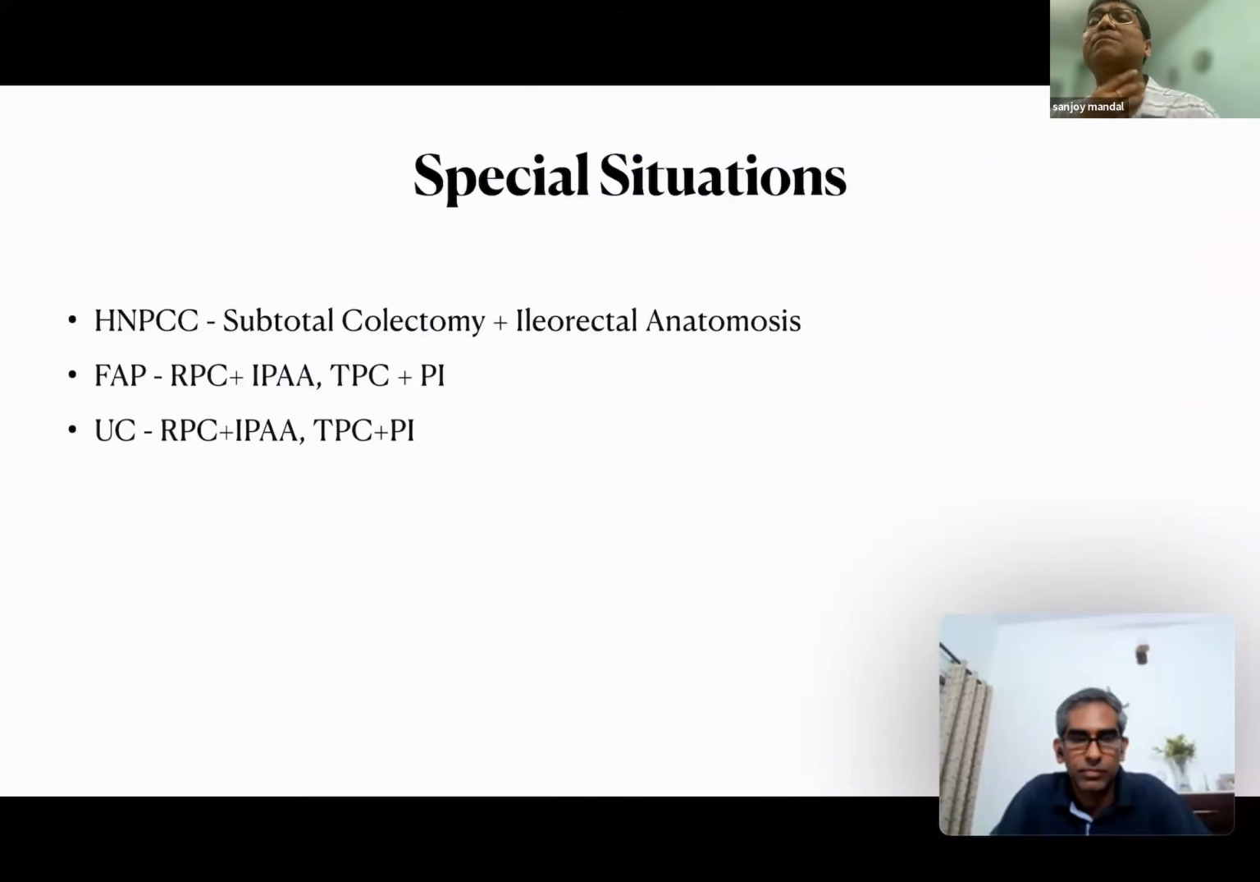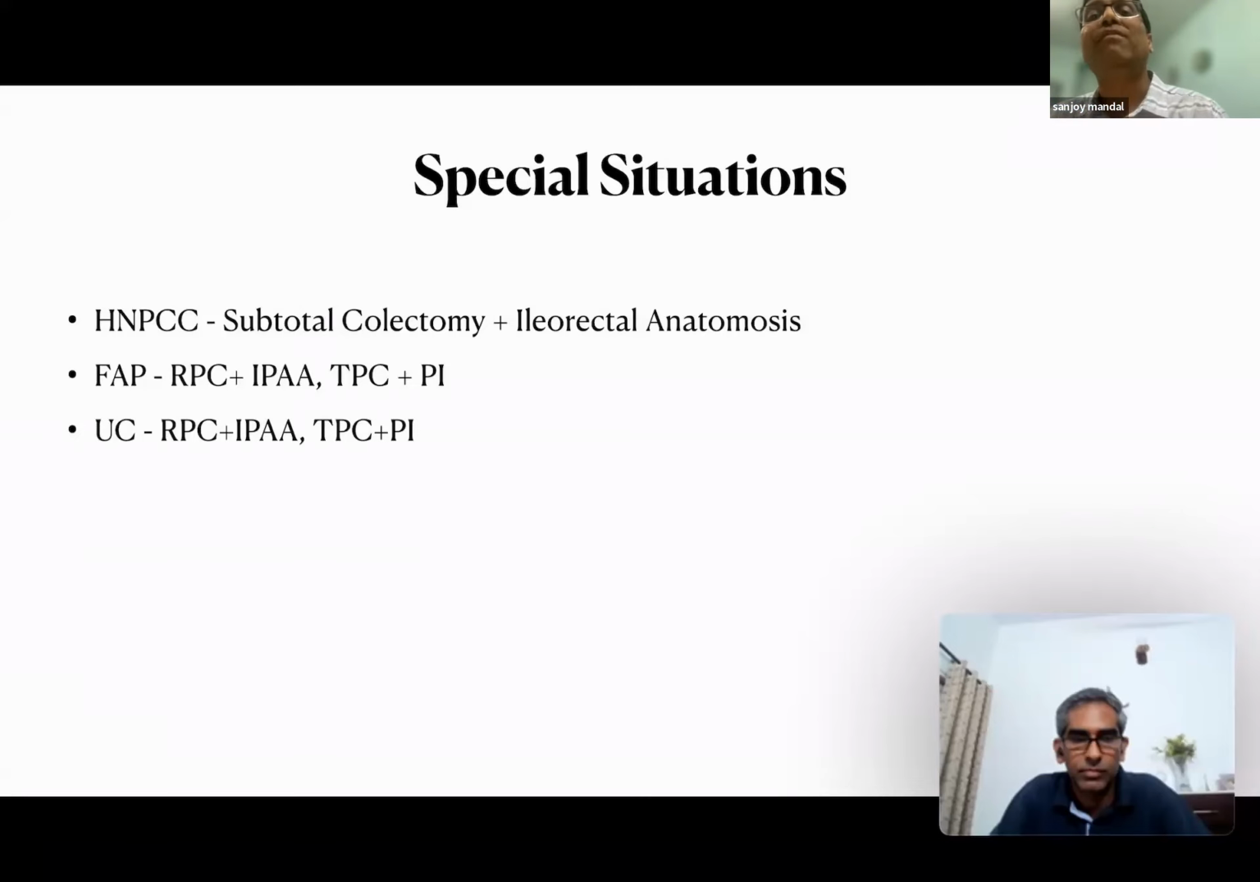But there are certain special situations that you need to understand where the approach is a bit different. If you're dealing with patients who have hereditary non-polyposis colon cancers, those who fall into the Amsterdam or the Bethesda criteria, the approach would be to do a subtotal colectomy with an ileorectal anastomosis. If you're looking at an adenomatous polyposis, the polyposis coli syndromes, it is essentially a restorative proctocolectomy and a pouch anastomosis, or a total proctocolectomy with a permanent ileostomy.